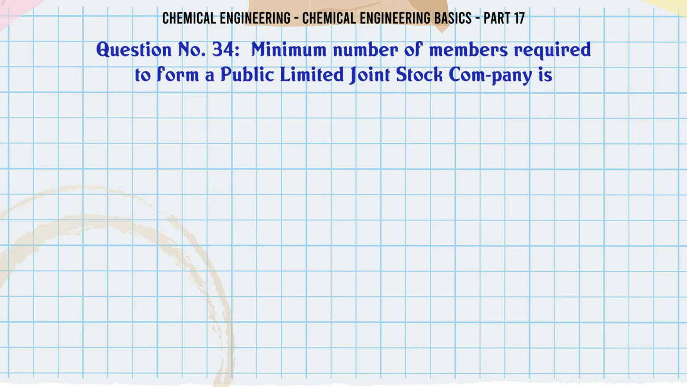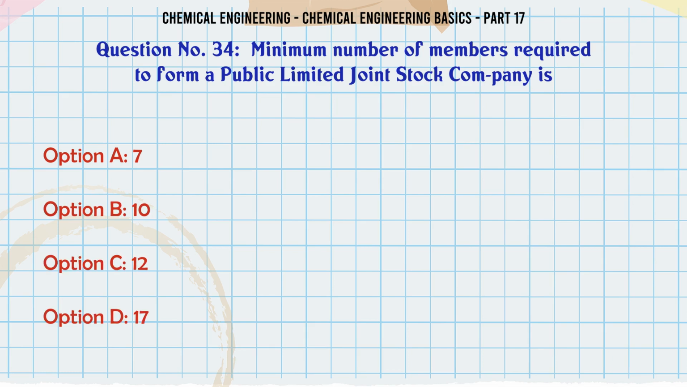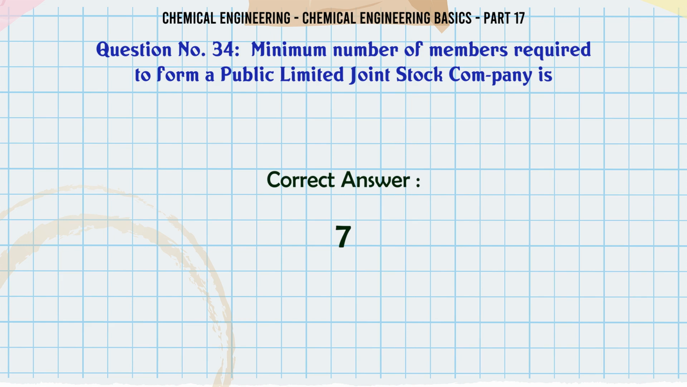Minimum number of members required to form a public limited joint stock company is A. 7. B. 10. C. 12. D. 17. The correct answer is 7.